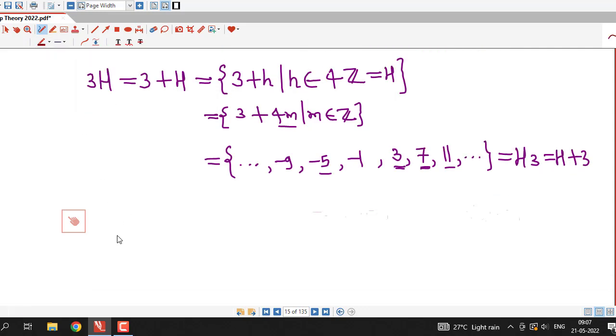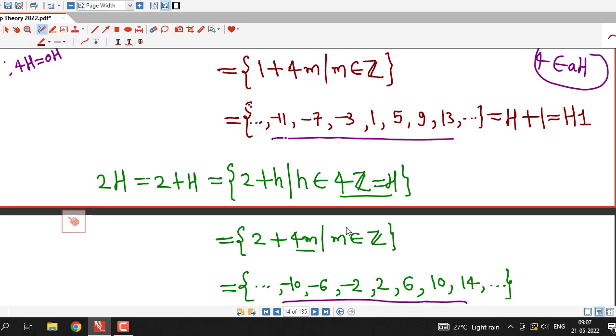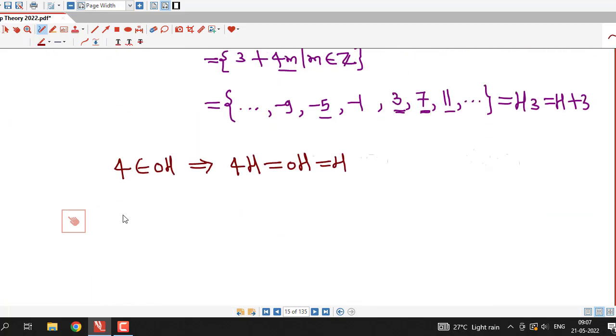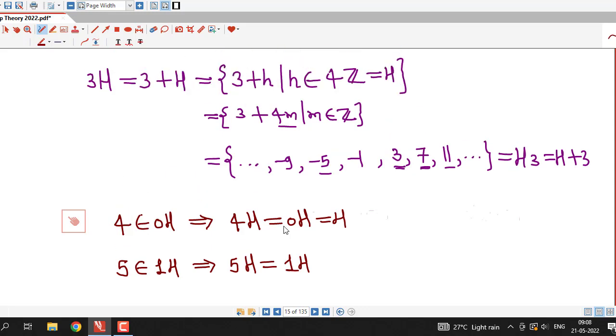So now we mention that 4 is a member of this left coset. This implies the left coset corresponding to 4h will be equal to 0h, that is h. Similarly, the next element is 5, and we can see that 5 is present in this left coset. 5 belongs to 1h. 5 is a member of the left coset corresponding to 1h. Therefore the left coset corresponding to 5 will be equal to the left coset corresponding to 1.